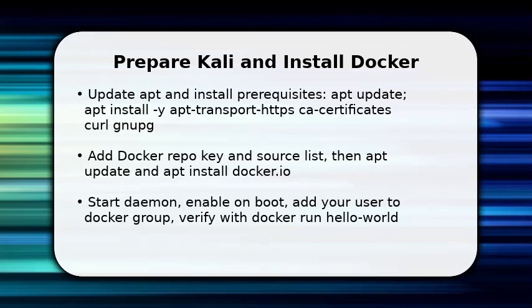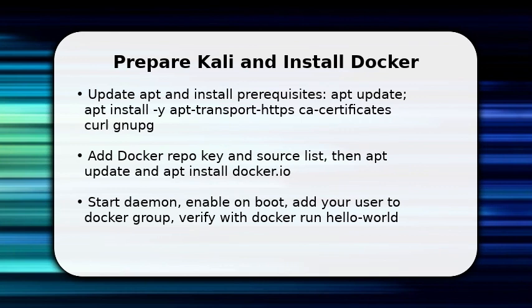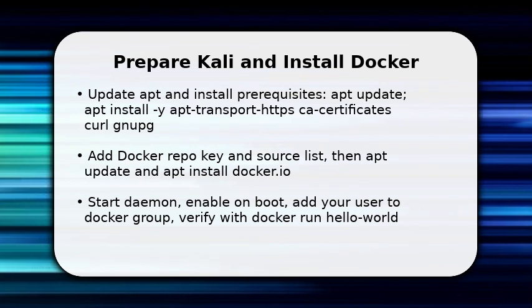You begin by preparing Kali so Docker will run cleanly. First, update apt and install apt-transport-https, ca-certificates, curl, and gnupg so package signing works. Once done, add Docker's GPG key and the official repo, then apt update and apt install docker.io to get the packaged engine.